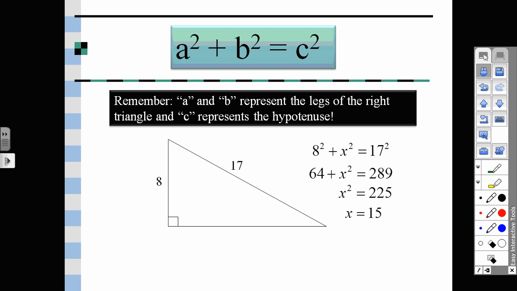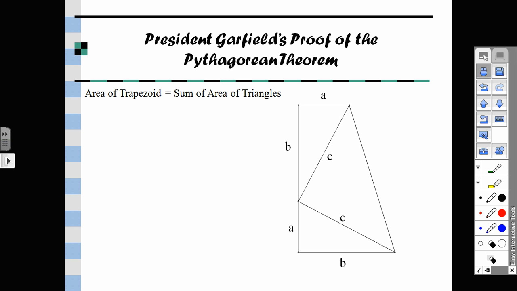Okay, but for the next couple minutes here, we're going to take a look at a couple different proofs of the Pythagorean theorem. There are so many proofs out there, and a lot of them use many different methods. One of the proofs our President Garfield had come up with is actually kind of interesting. It basically goes under the assumption that you are creating this trapezoid with these two congruent right triangles.